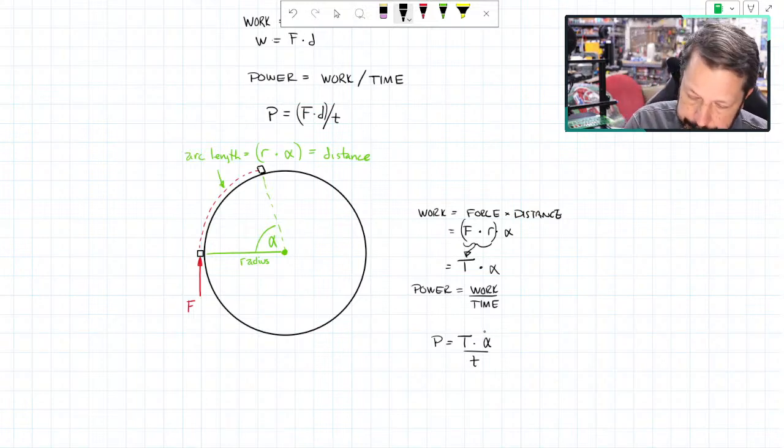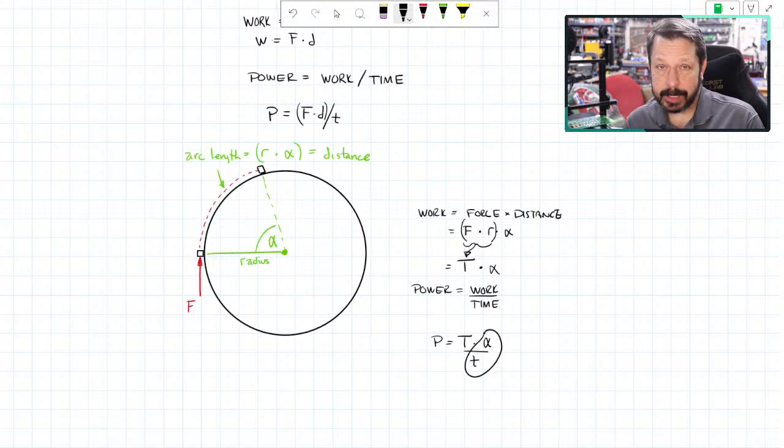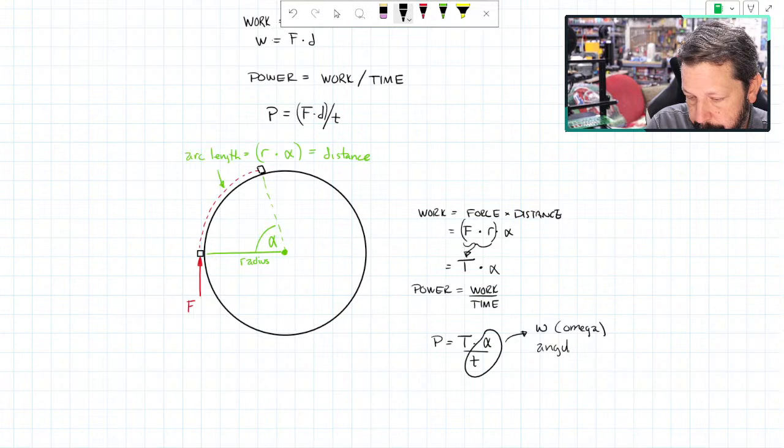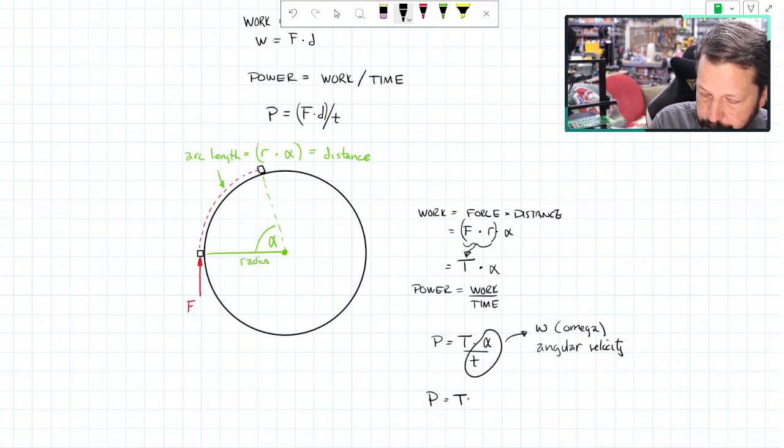And this is degrees per time. So if time is seconds, or well, radians, it could be radians that I measure alpha in. Radians per second, that is omega, angular velocity. So that's where my power equals torque times omega equation comes from.